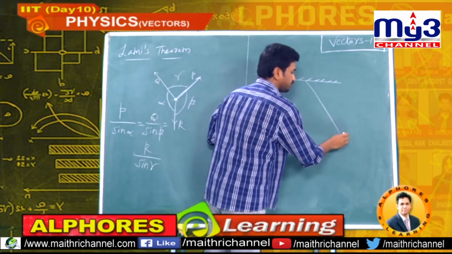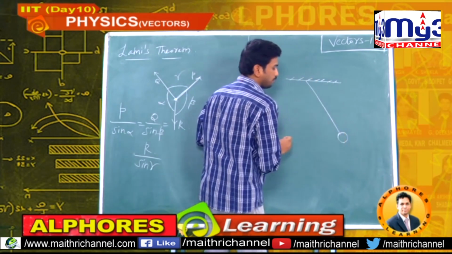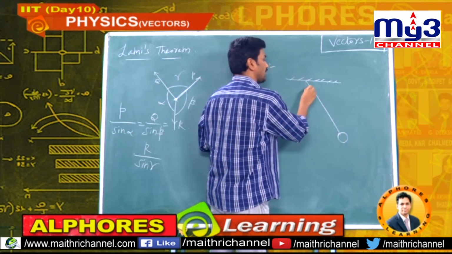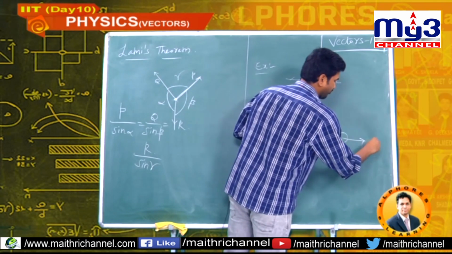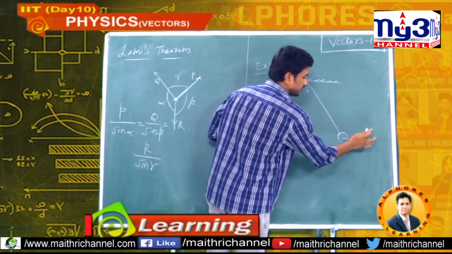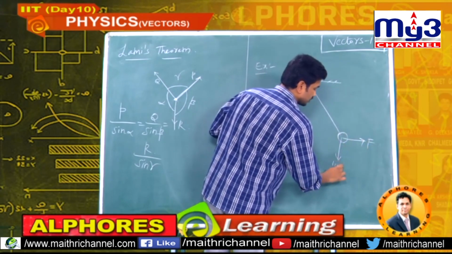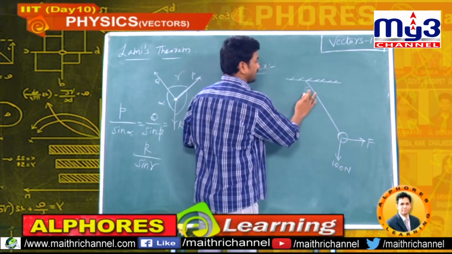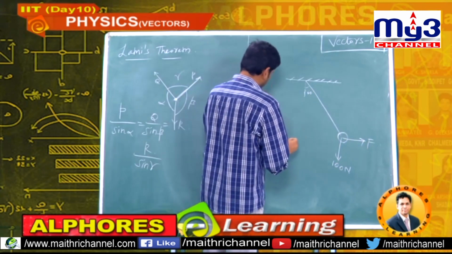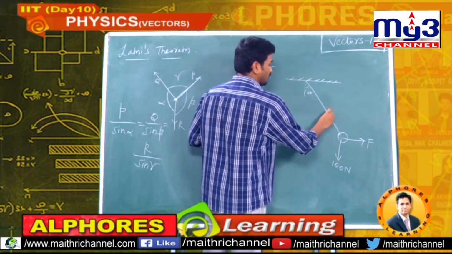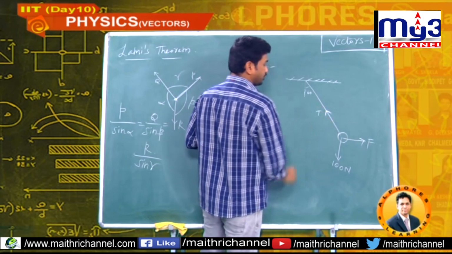Simple pendulum, it's like a bob, angle theta. Now the horizontal force applied F, weight suppose 100 newtons, let theta I will take as 60 degrees. Now this is the tension in the wire.